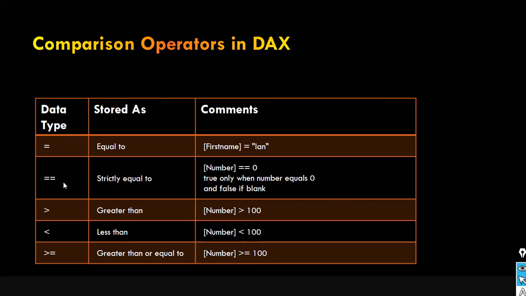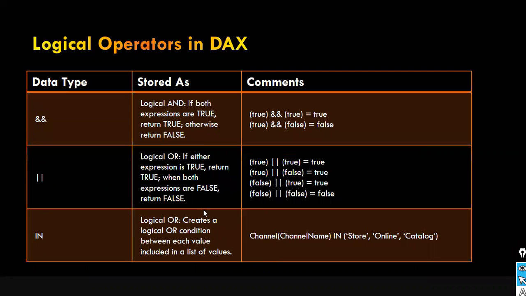Strictly equal to is the double equal sign. Let's say in the number column you have stored a value as 0. 0 is equal to 0, it does the comparison, and if it is the same value, then it returns true. Otherwise, it returns false. And if you want to check that something is greater than 100, you need to use the greater than sign, less than if you want to compare, and greater than or equal to. And the next one is the logical operators.